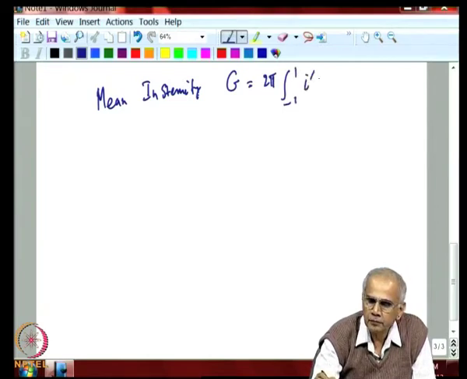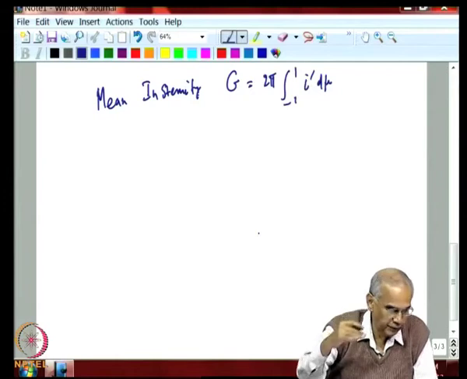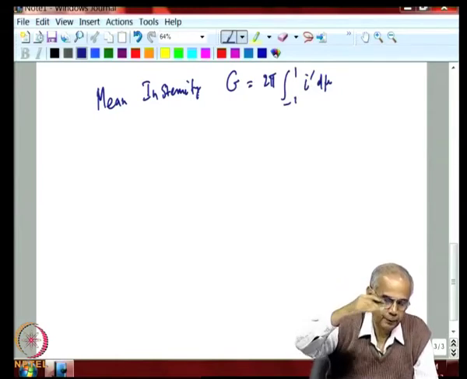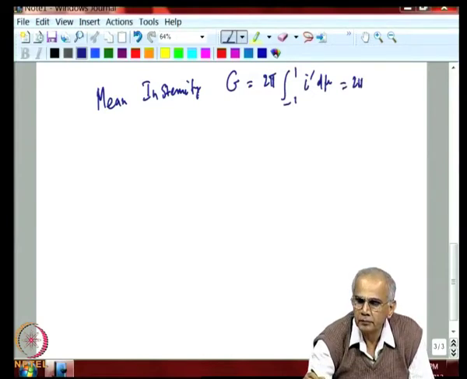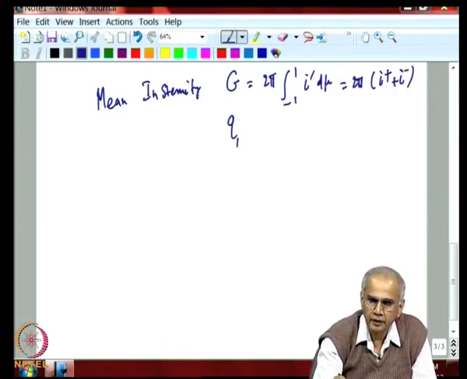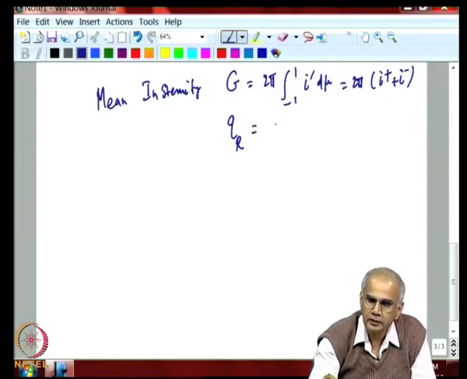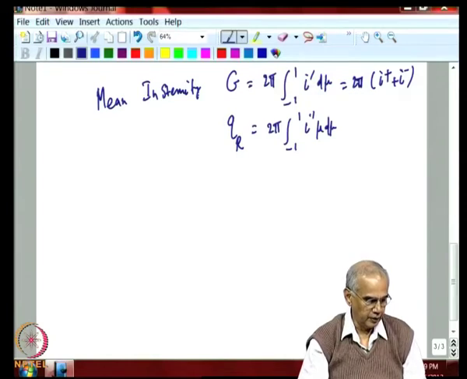G is by definition the average of I prime, and in this simple Schuster-Schwarzschild or Eddington approximation, I prime has one value in the upper hemisphere, another in the lower hemisphere. So, this will ultimately be nothing but I plus plus I minus. Now, the radiative flux, which we know all along, is nothing but 2 pi times the integral from minus 1 to 1 of I prime mu d mu. This we know from the definition of radiative flux in the very first class.